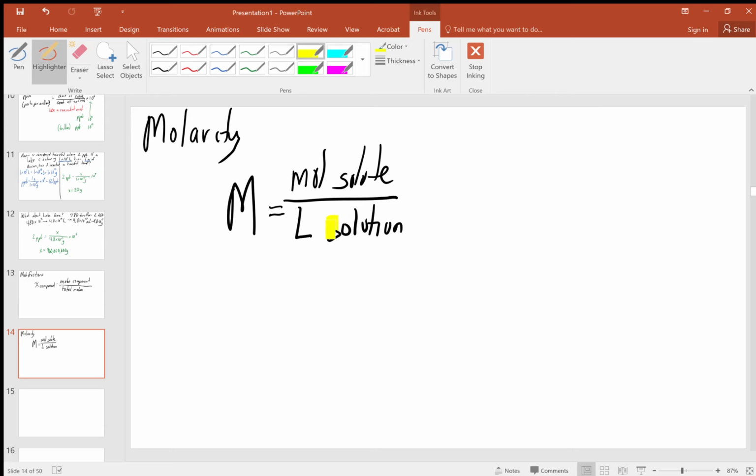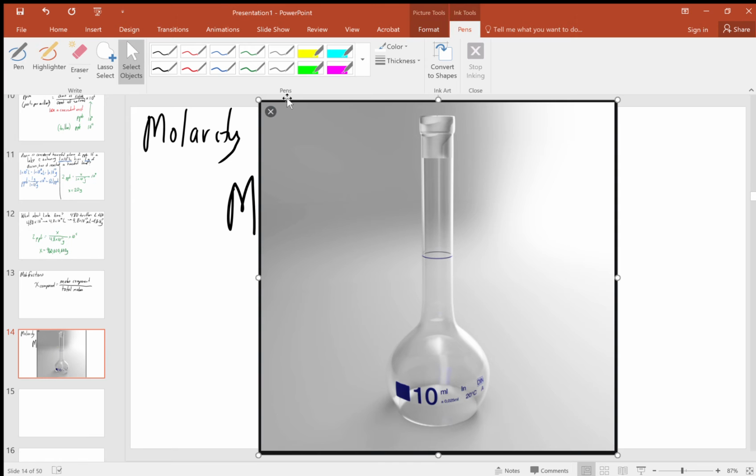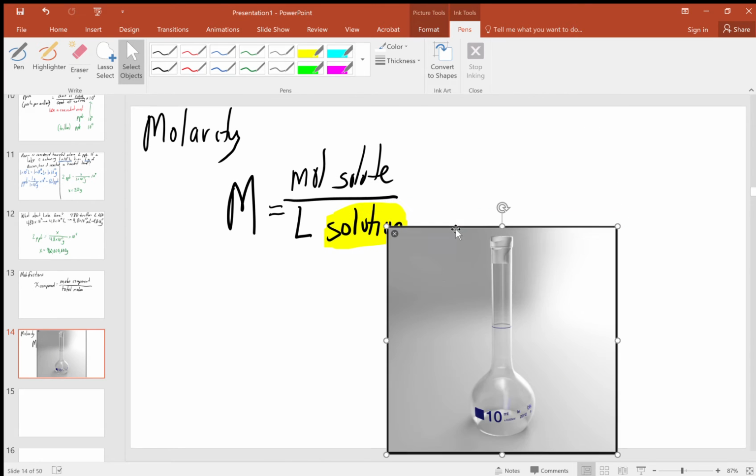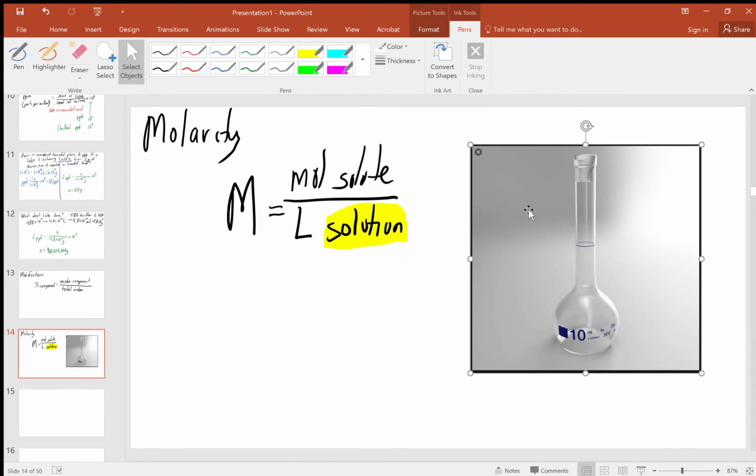It's the liters of the solution, so not the liters of the solvent. Those are two different things. And it turns out this is so important that we have special glassware just for doing these kinds of things. So this is known as a volumetric flask. And this is what you would use to make a solution of a given molarity.